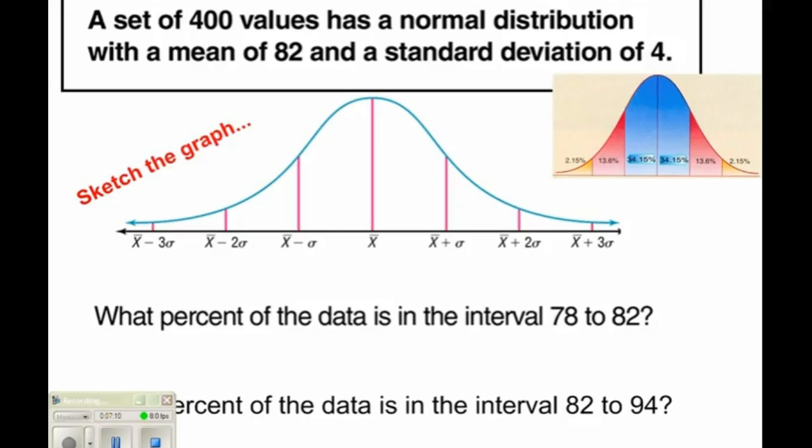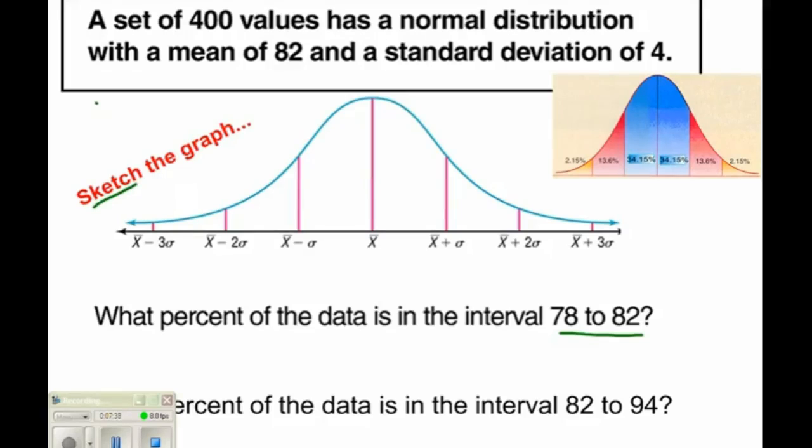Fairly easy. If I have a set of 400 values that has a normal distribution with a mean of 82 and a standard deviation of 4, I'd like you to answer the following questions. What percent of the data is in the interval from 78 to 82? Well, these may or may not be very nice values. Let's sketch the graph to see if they turn out to be decent values. So I'm going to sketch the graph.